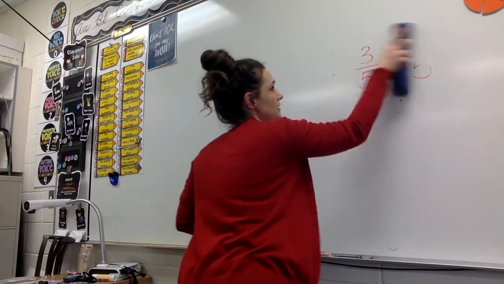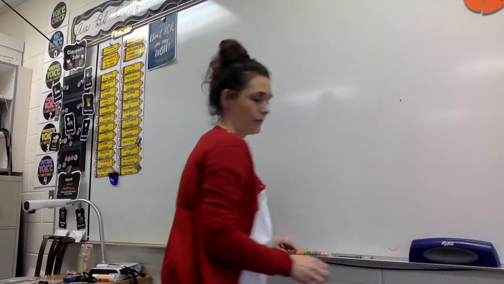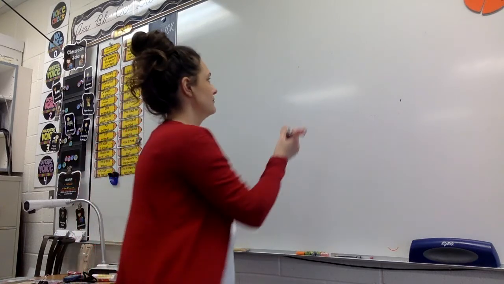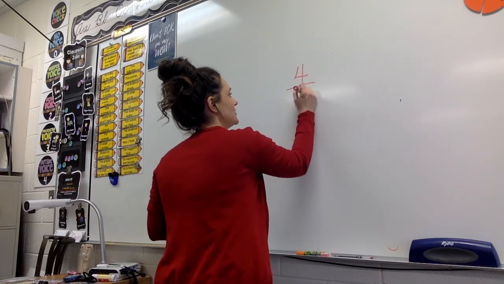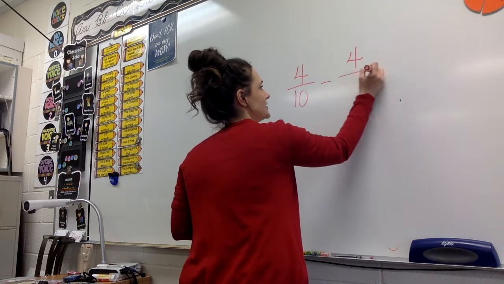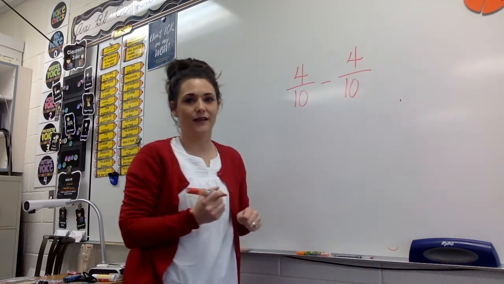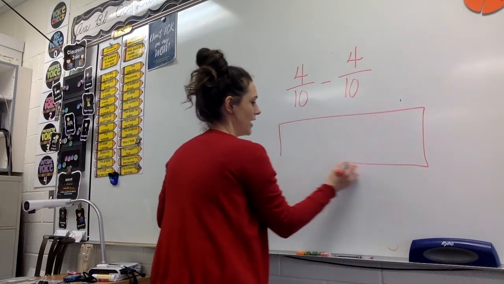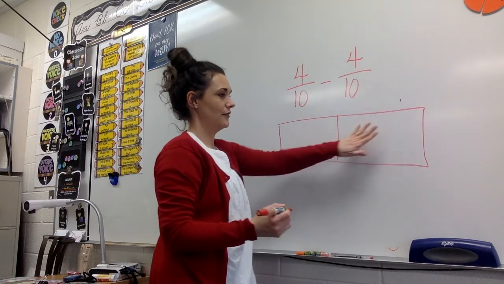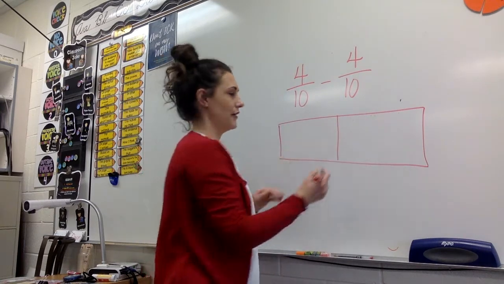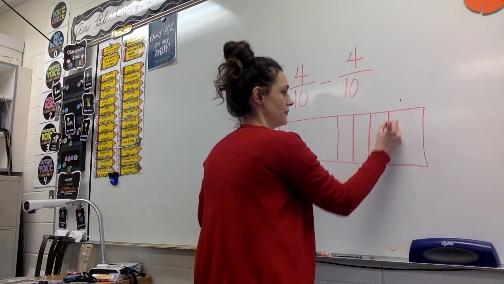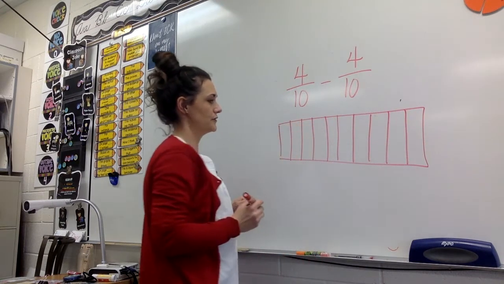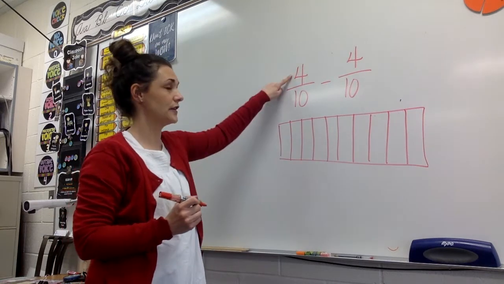Okay, now we're going to do one more. And this one is going to be 4 tenths subtract 4 tenths. This is going to be a great picture, right? Okay, how many pieces are we going to have? I'm going to cut it in half and have 5 here and 5 there. So we have 10 pieces, and we're starting with 4 of them.